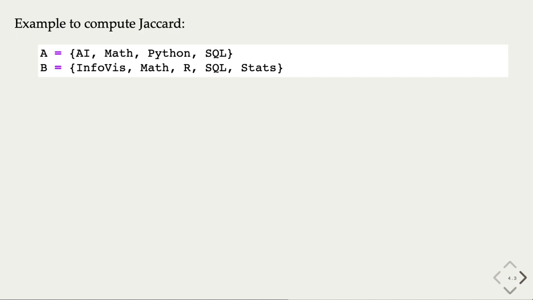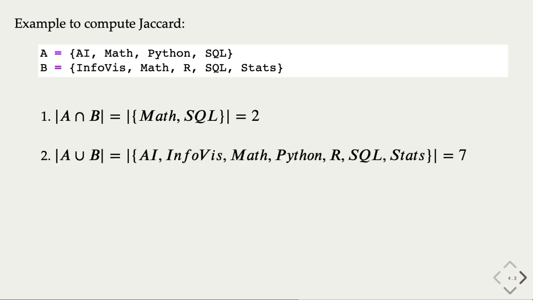A second example to compute Jaccard, again with the same 2 sets A and B. Again, we compute the cardinality of the intersection. In the second step, instead of computing the individual cardinalities of the teams, we compute the cardinality of the union. And Jaccard is simply the intersection divided by the union.